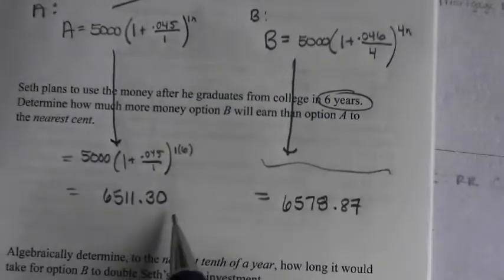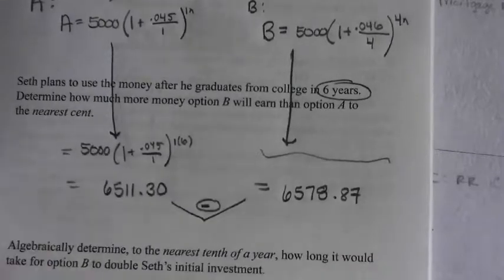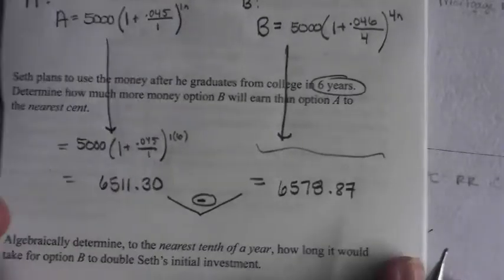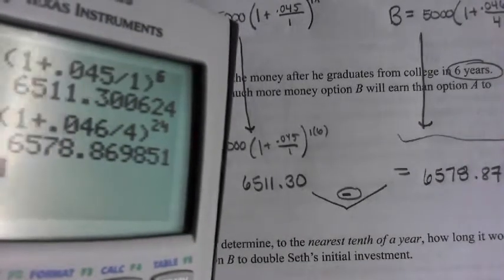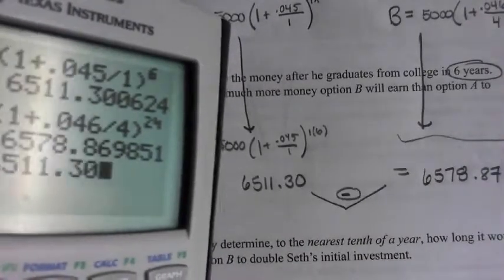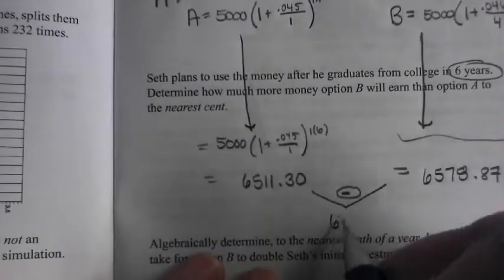And then for how much more, we're just finding the difference. So again, you maybe show a subtraction sign so you acknowledge that you know you're taking the difference. Again, in case you mistype a number and get the wrong answer, so we can give partial credit. $67.57.